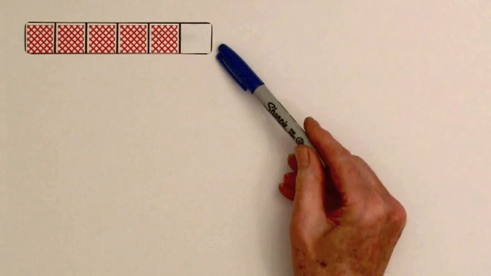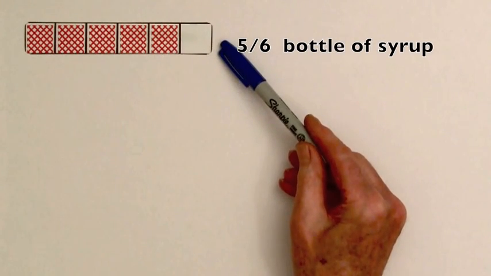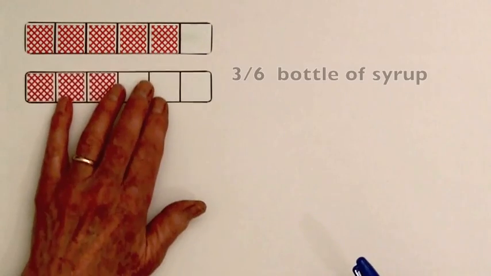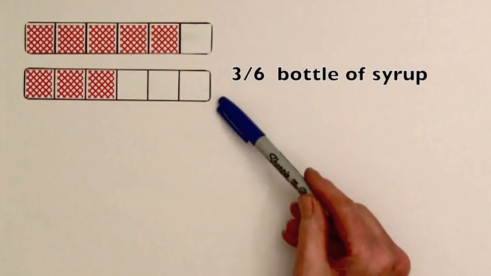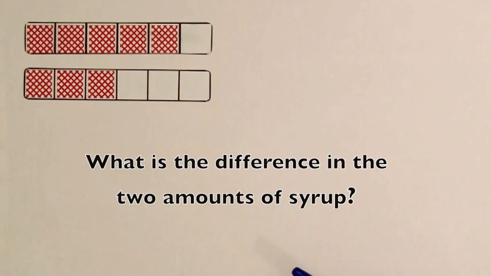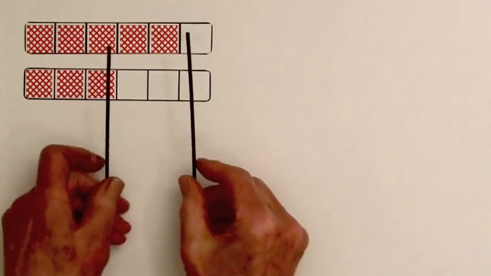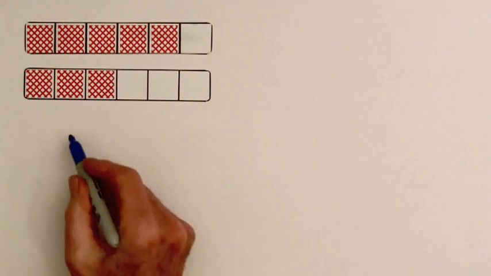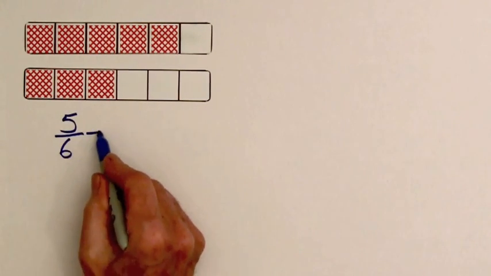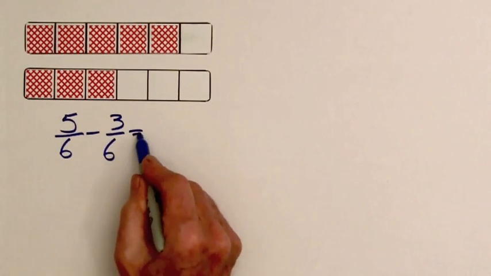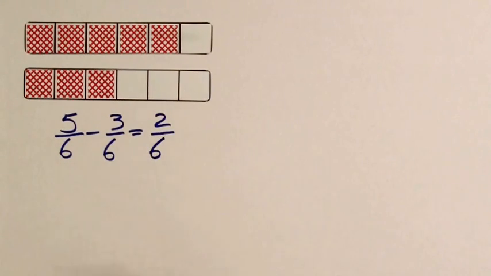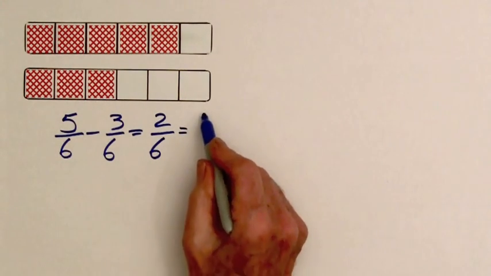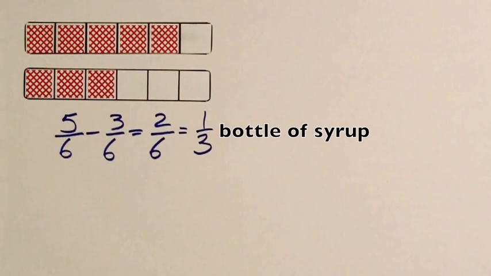Taylor has 5/6 of a bottle of maple syrup in one bottle, represented by this bar, and 3/6 of a bottle of maple syrup in another, represented by this bar. What is the difference in the two amounts of syrup? Well, we can compare the two differences and see that it's 2 parts out of 6. So we have 5/6 minus 3/6 equals 2/6. So the difference in the amounts of maple syrup is 2/6, or we could write 1/3 of a bottle.